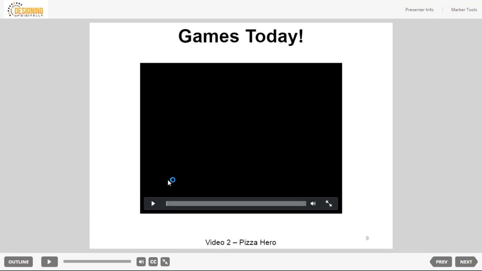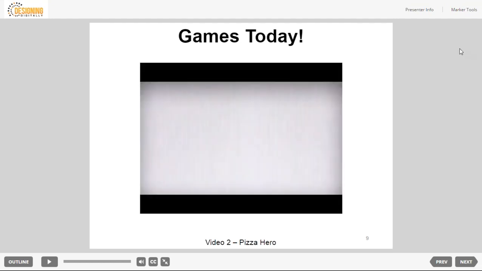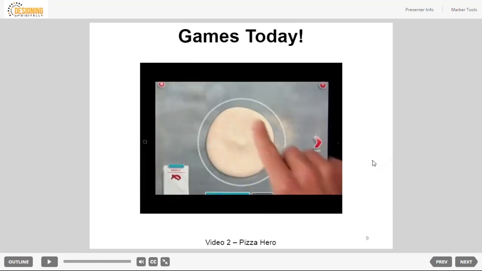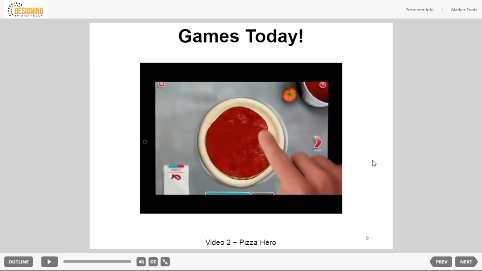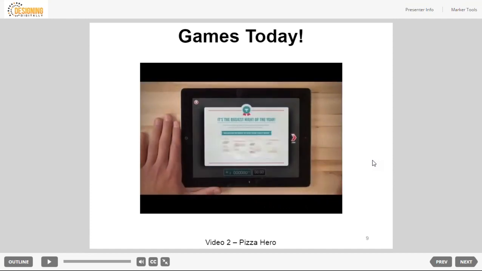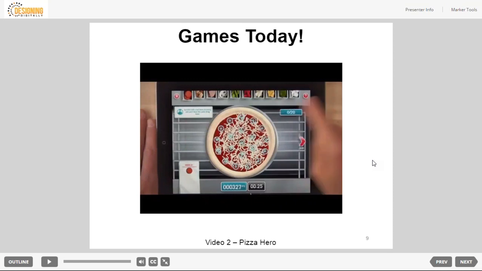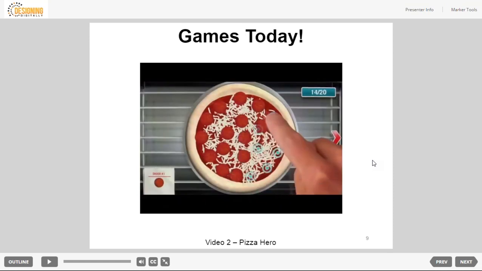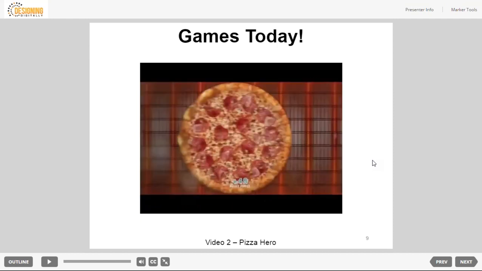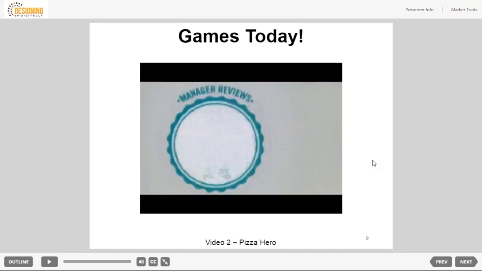Now, one of the greatest examples that I would like to show, that I think has been put together when it comes to building out an effective experience of a game, is Pizza Hero. This was made by Domino's Pizza, and it's free in the App Store. And what you do is you learn how to build the pizzas that Domino's makes. You get points, there are timers, and so on and so forth. Now, what they did is they took this to a completely different level.